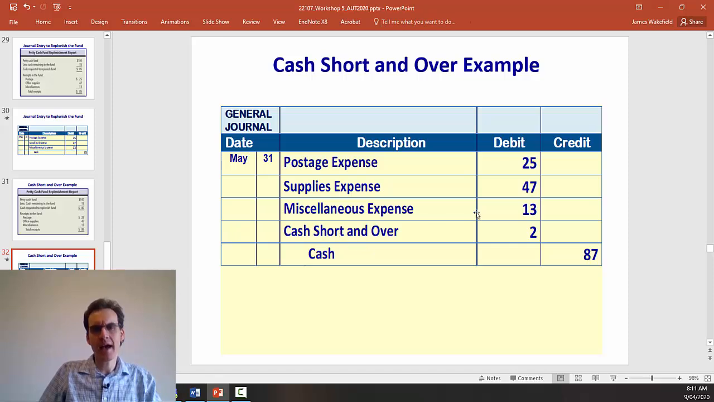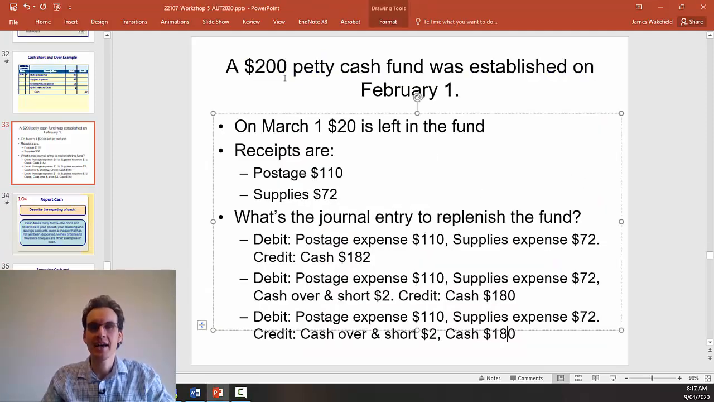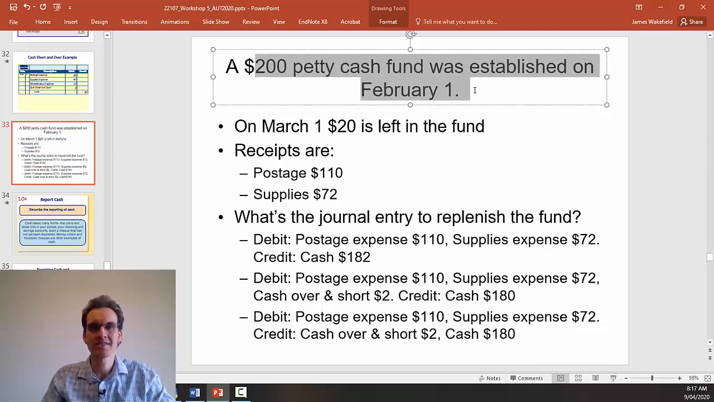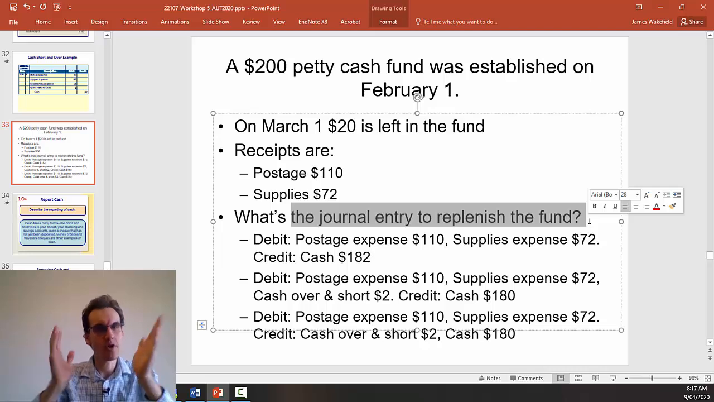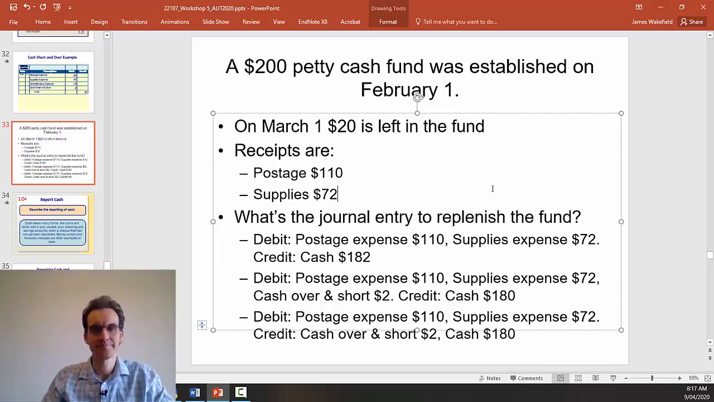So accordingly, in this particular case, given that we are missing $2 in addition to all the expenses incurred, we need to take $87 of cash to bring it up from $13 to the original $100 petty cash balance. So the question I would like you to do now is this one. A $200 petty cash fund was established on February 1. On March 1, $20 is left in the fund. The receipts are $110 for postage and $72 for supplies. What's the journal entry to replenish the fund? Please attempt this right now.